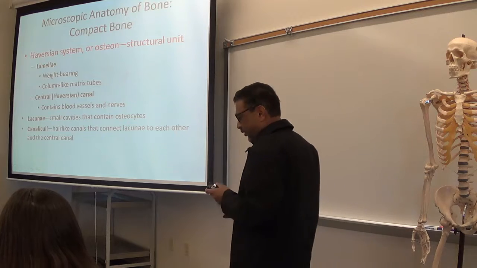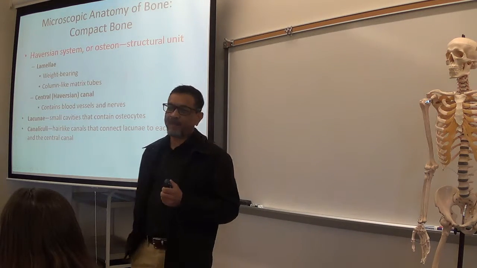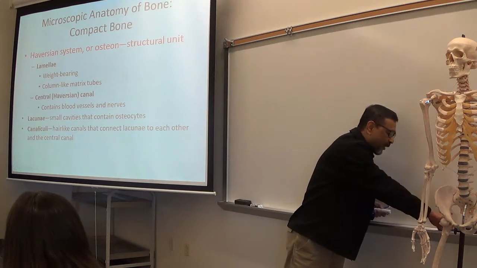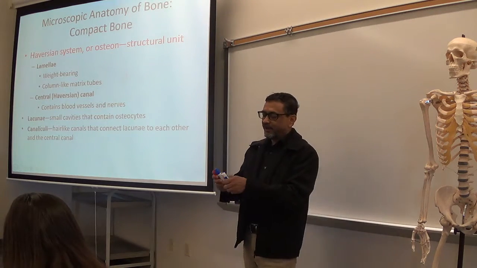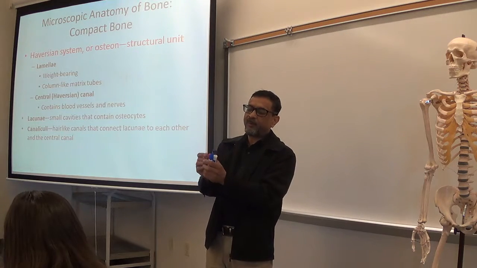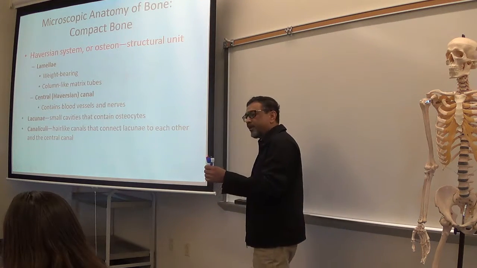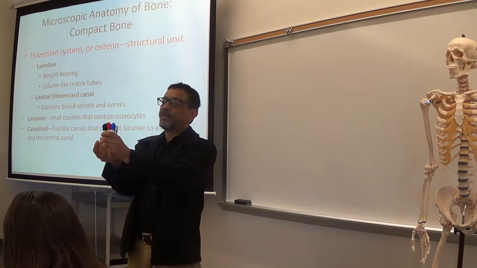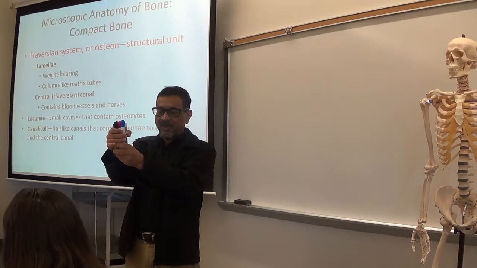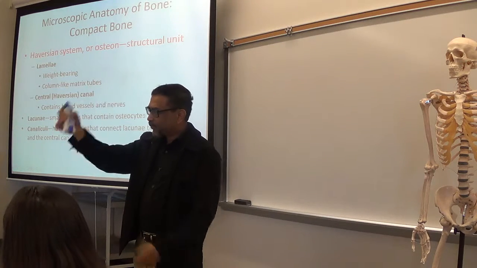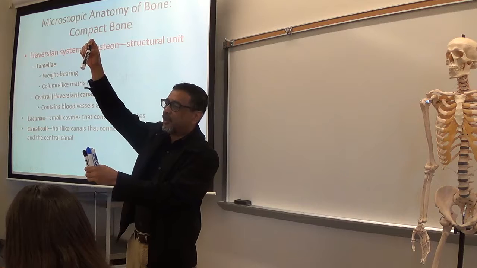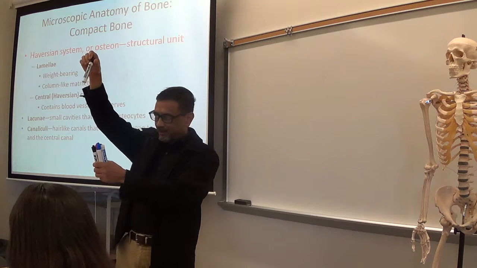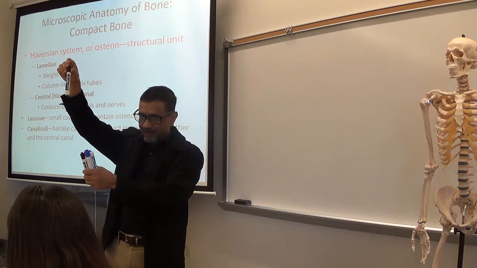First, structure of a compact bone. A compact bone is actually formed by many columnar structures like this. Many columnar structures are bundled together like this. This is the compact bone. Make sense? And each column is the structural unit, which is called the osteon.